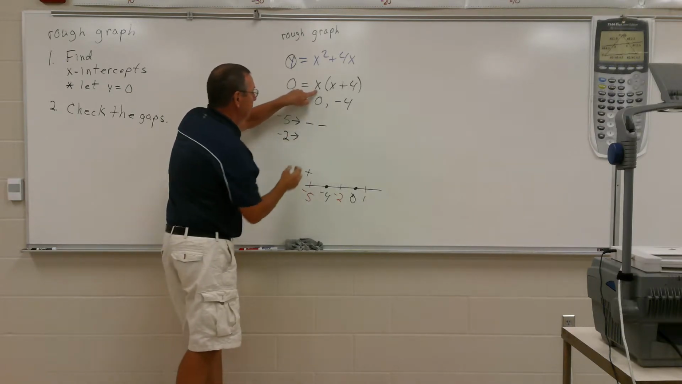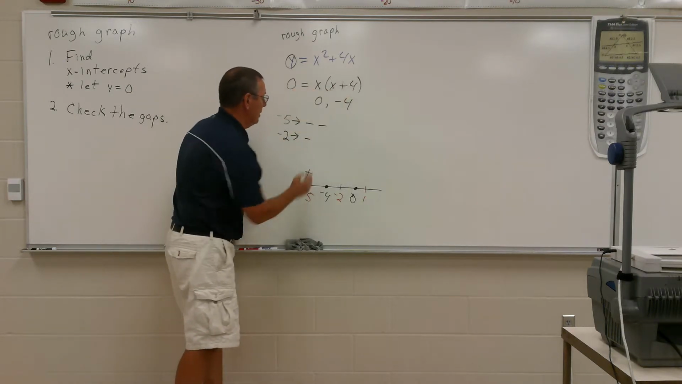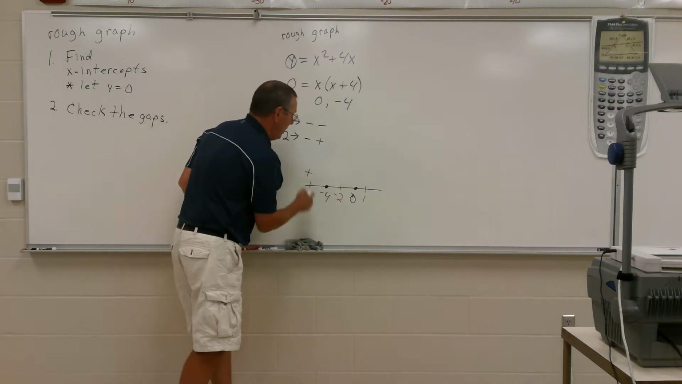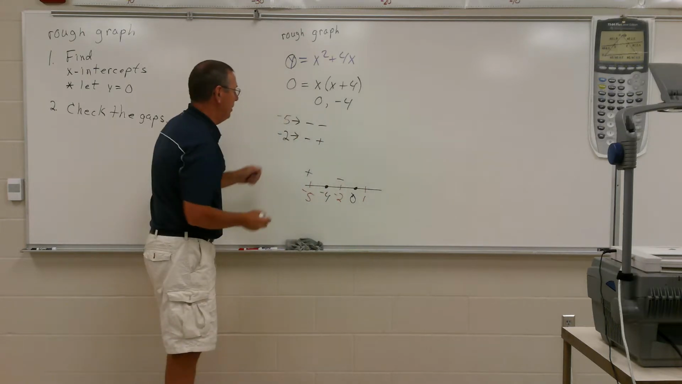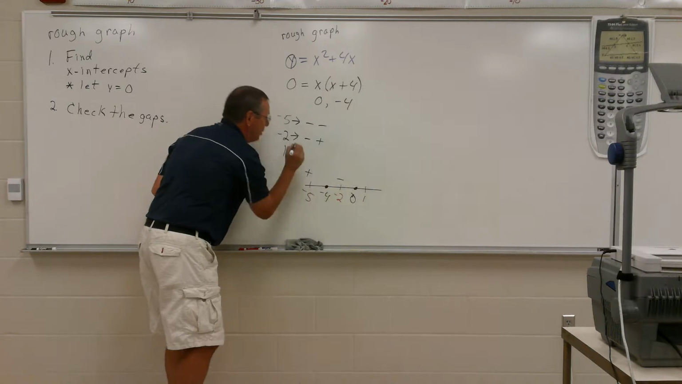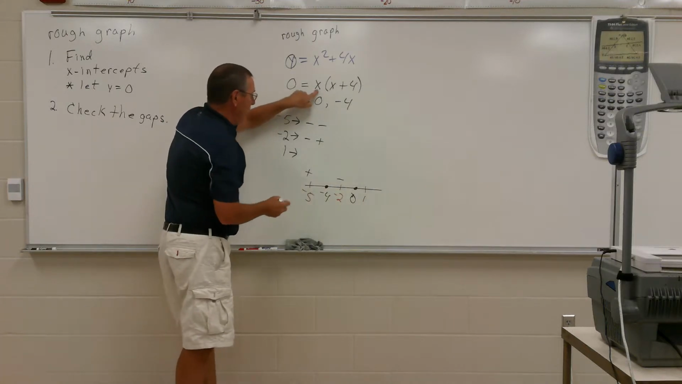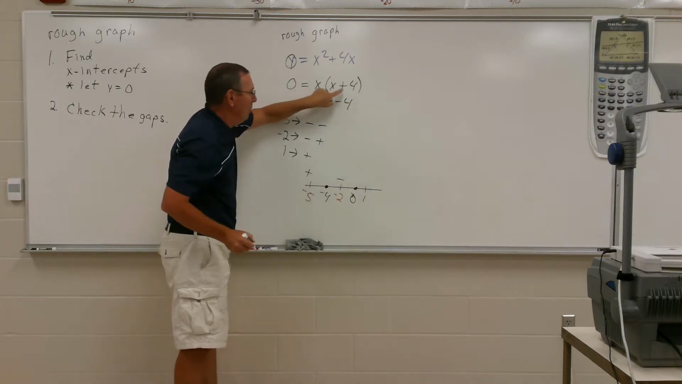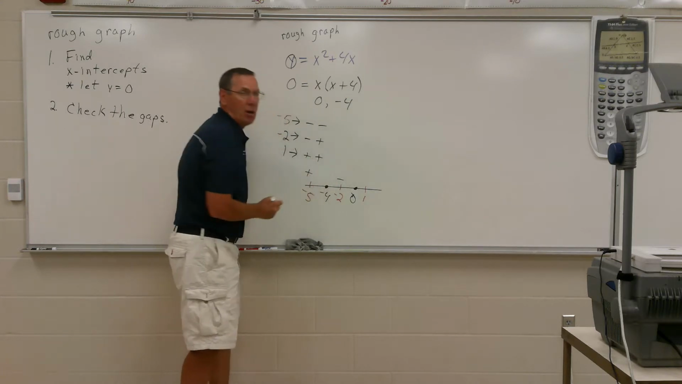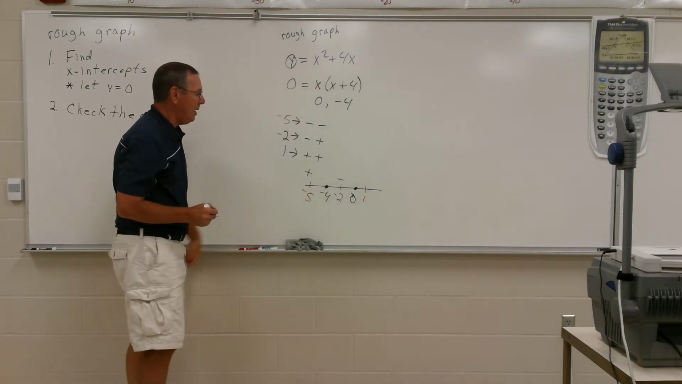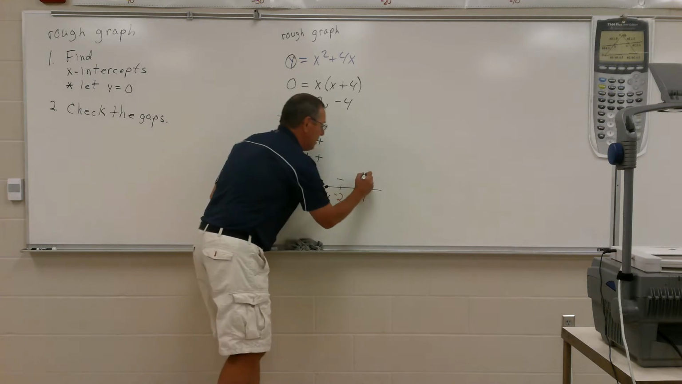If I put a -2 there, that will be negative. -2 plus 4 is positive. Negative times the positive is a negative for that gap. And finally, we have to check our last gap, which is a 1. If I put a 1 there, that will be a positive 1. 1 plus 4 is a positive 5. Don't care about the 5, but I care about the positive a lot. A positive times a positive will give us a positive.